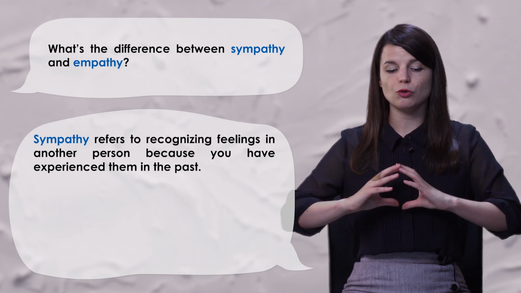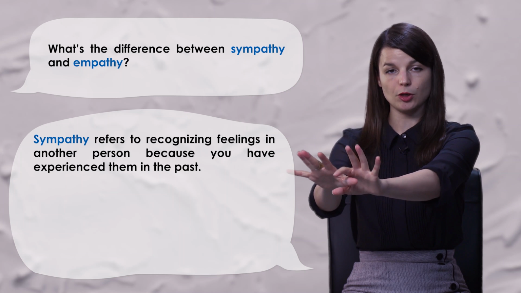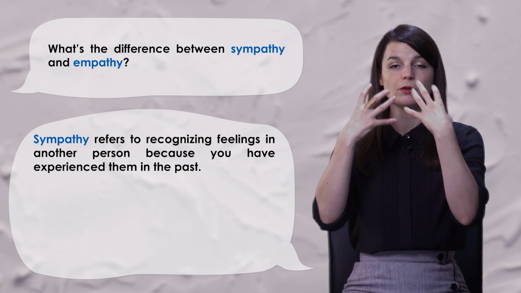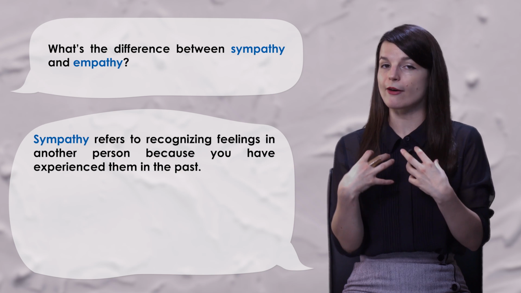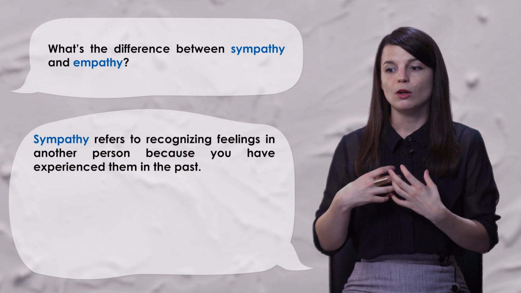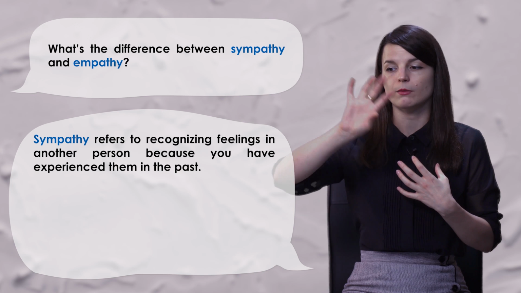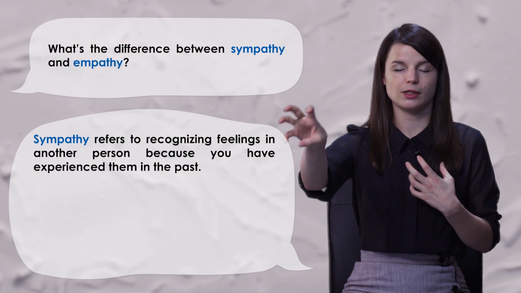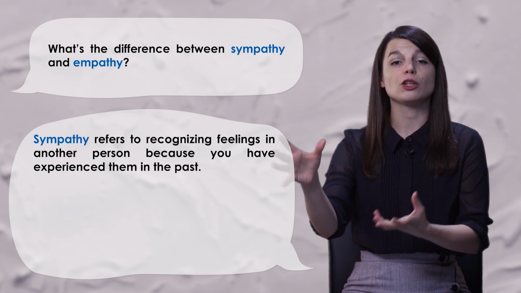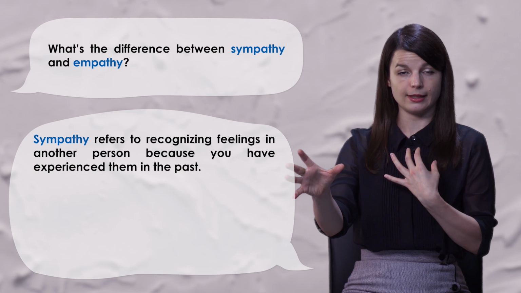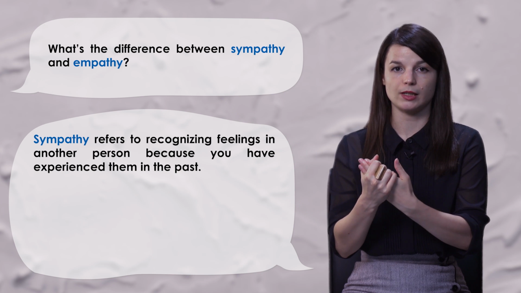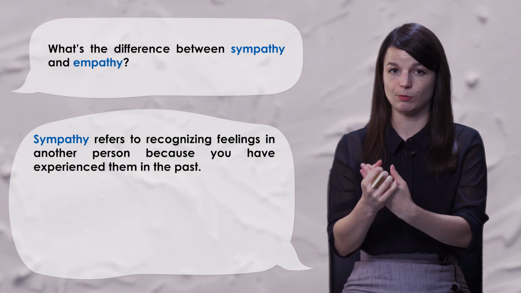Sympathy refers to seeing feelings in another person, seeing emotions in someone else, and recognizing those feelings because you have also experienced them. So if, for example, your colleague or your friend has an emotional situation, like a family member has passed away, and you have also experienced that, you can say you experience sympathy for that person because you have the same experience.